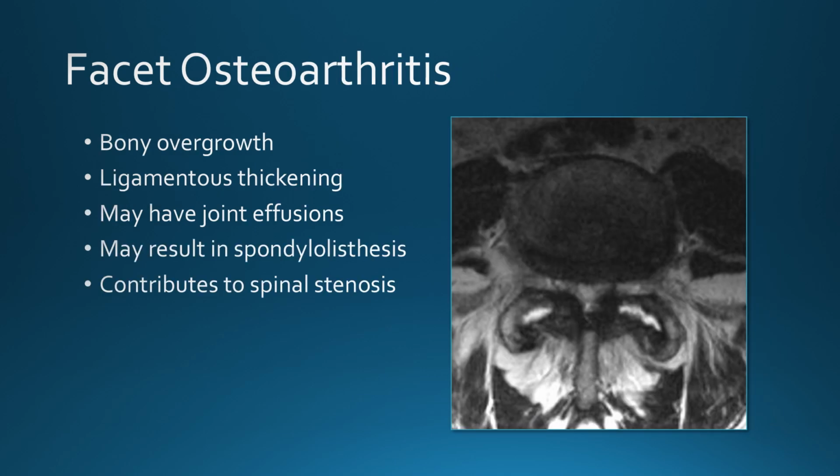Facet osteoarthritis is very common. We see bony overgrowth of the facet joints, thickening of the ligamentum flavum. You may see fusions in the facet joints, and facet osteoarthritis can cause spondylolisthesis and can contribute to spinal stenosis.